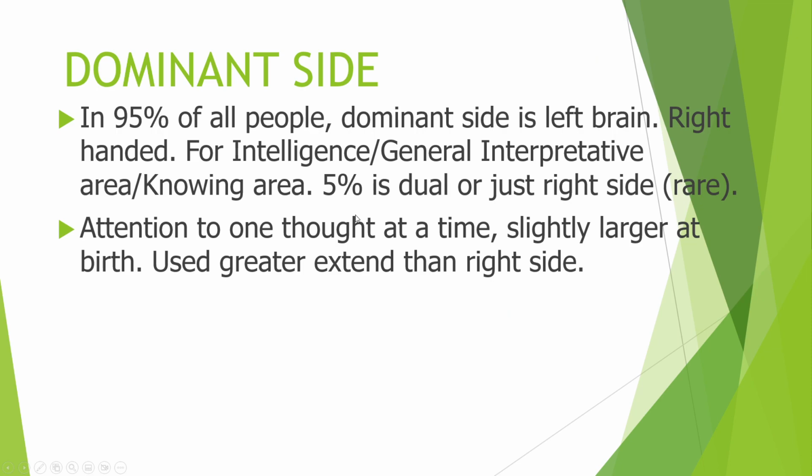Okay, now we go on to the dominant side. 95% of all people have a dominant left brain because they are right-handed, and right-handed people are born with a slightly larger left brain. After using the left brain more often, their left brain becomes more dominant. And 5% have dual dominance, but only very few have right brain dominance.